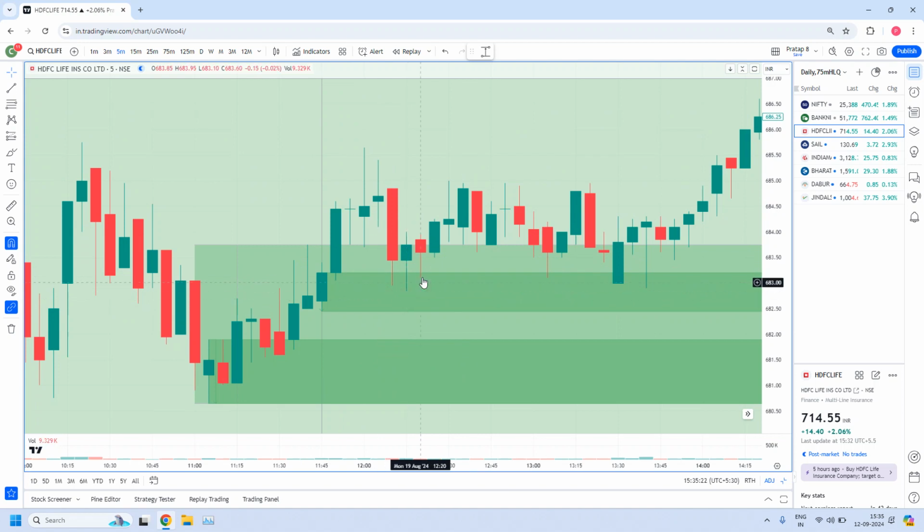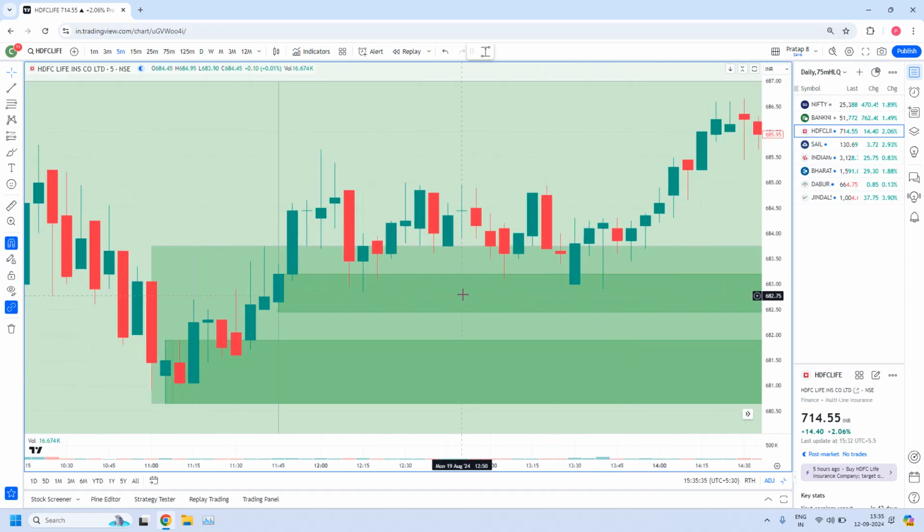And this zone has already been tested several times. So this is the first test, there is a movement, and again the second test, there is a movement, again the third test, again there is a movement. This is the fourth test. Maybe this could be a high liquidity zone. If you draw a horizontal line somewhere here, it is picking the order strongly.